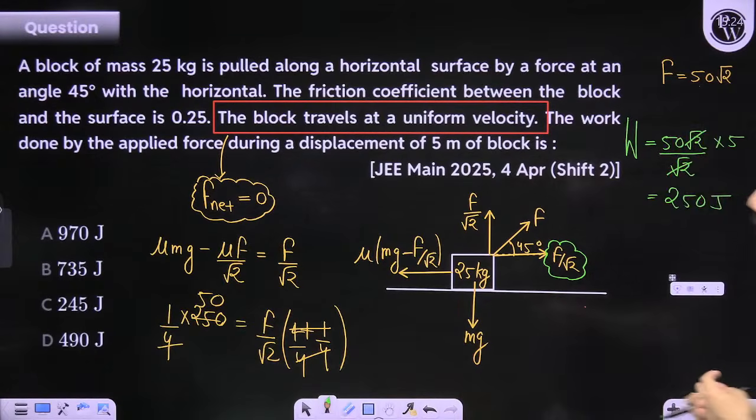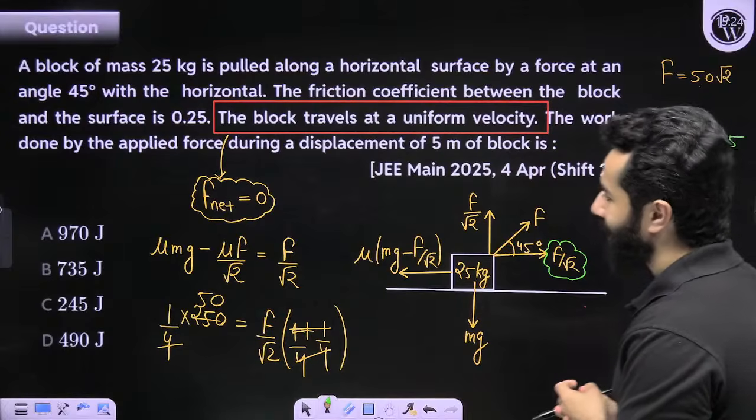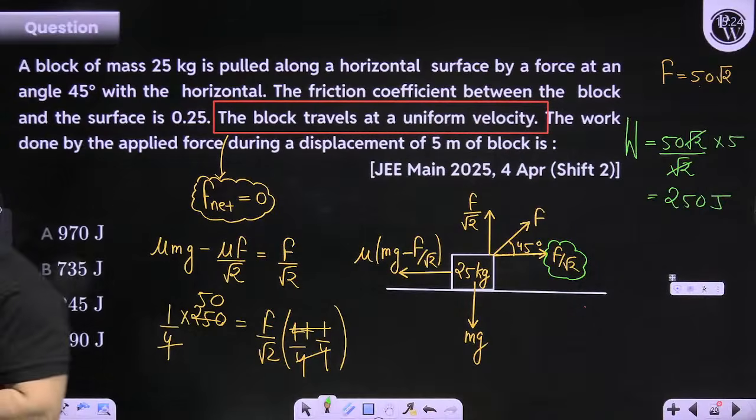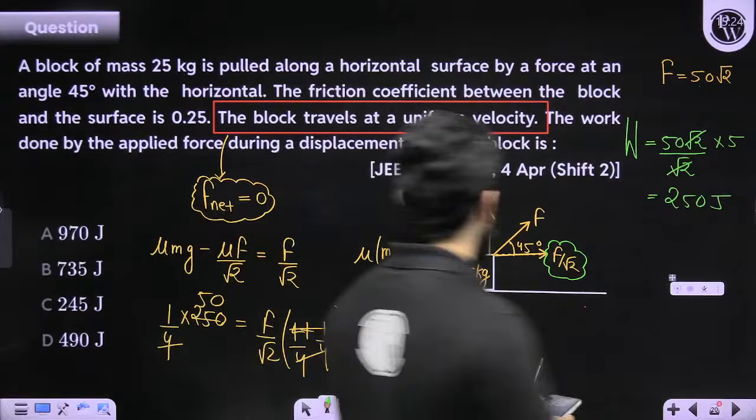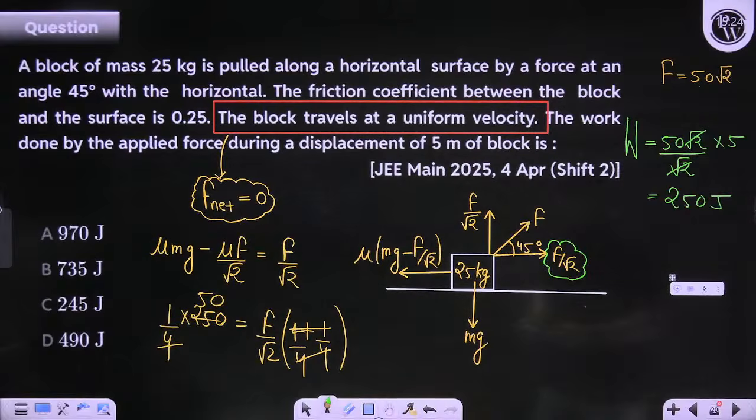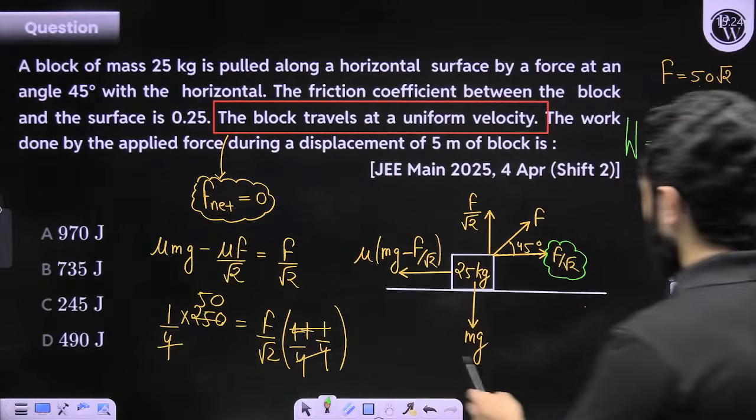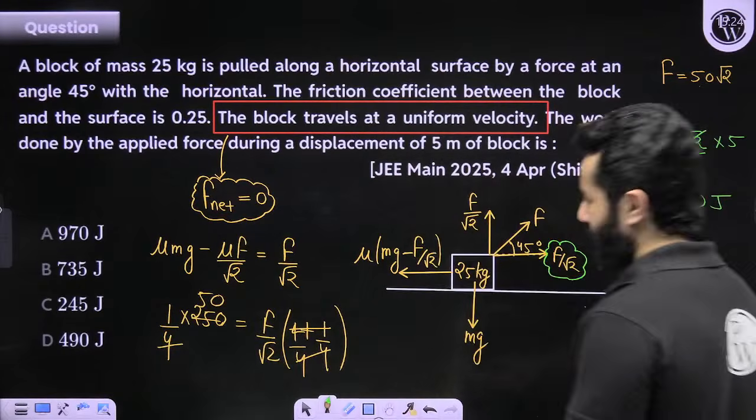Maybe we have taken the value of g as 10. If we take 9.8, I think we'll get the correct answer, my dear friends. Let's check it again. You guys tell me if you are getting the correct answer. 250 after taking 10. If we take that as 9.8, then we'll get the correct answer.